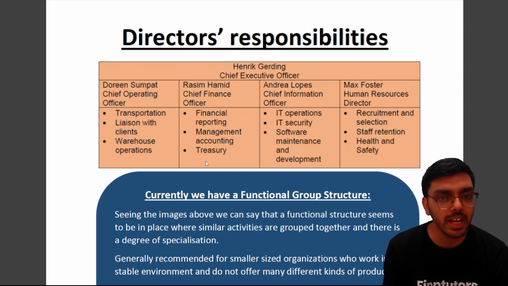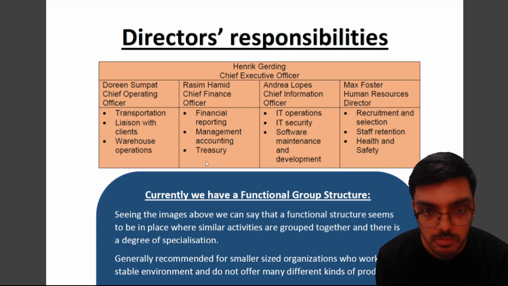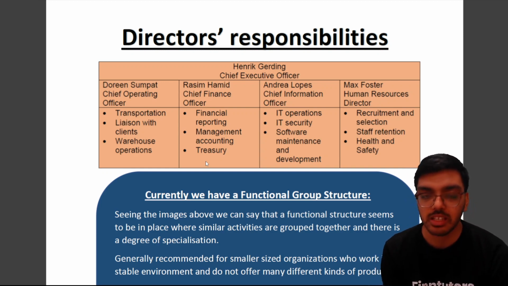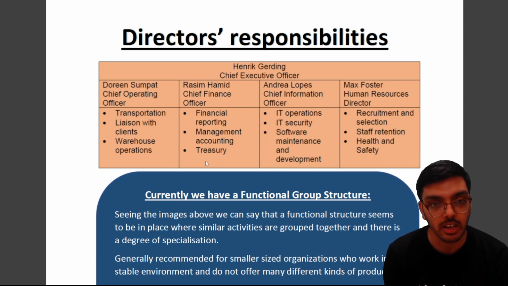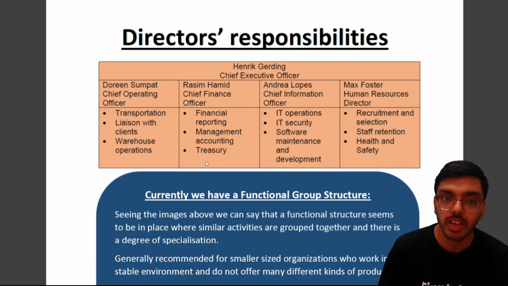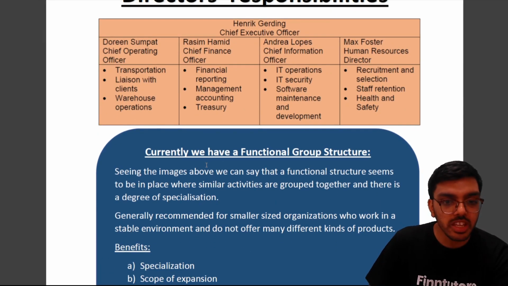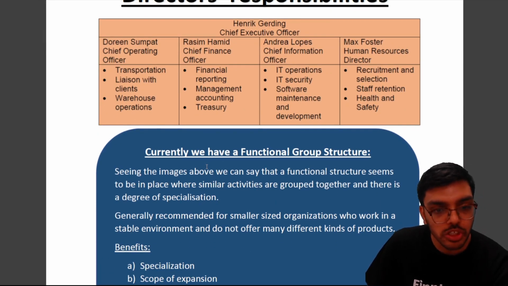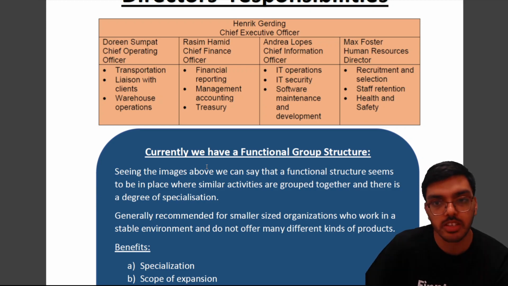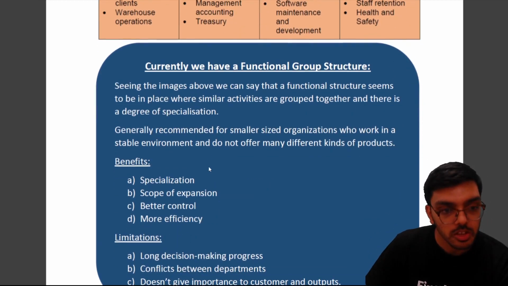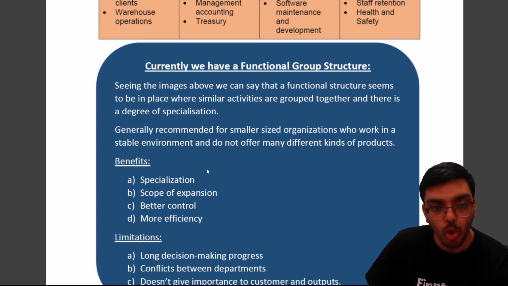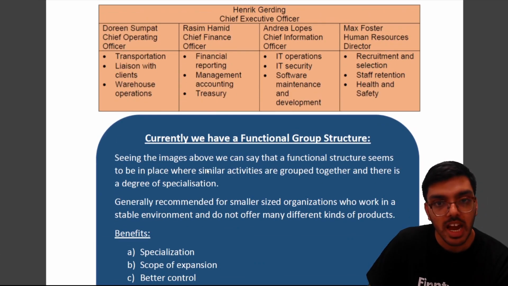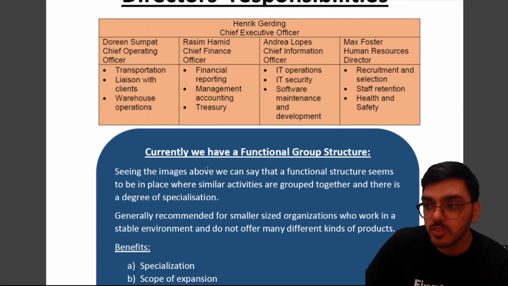Very clearly demarcated. And it's a very clear functional structure that we have in place, where everybody is looking at their own department, and at the top the decision is made by the board of directors, who is led by Henrik Gerding. So seeing the images above, we can say that a functional structure is in place where activities are grouped together. This is generally recommended for small sized organizations who work in a stable environment and do not offer many different kinds of products, services.